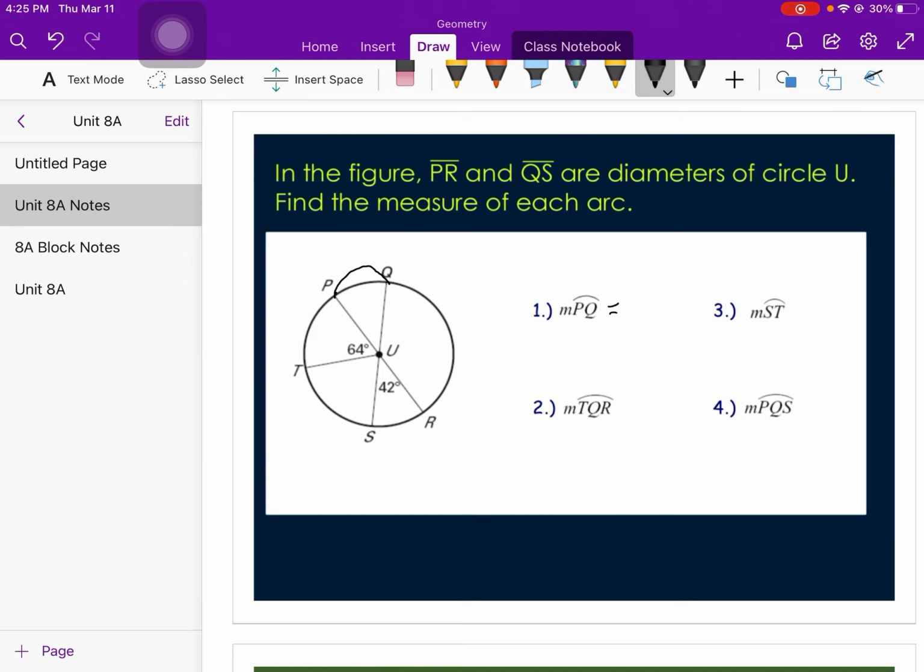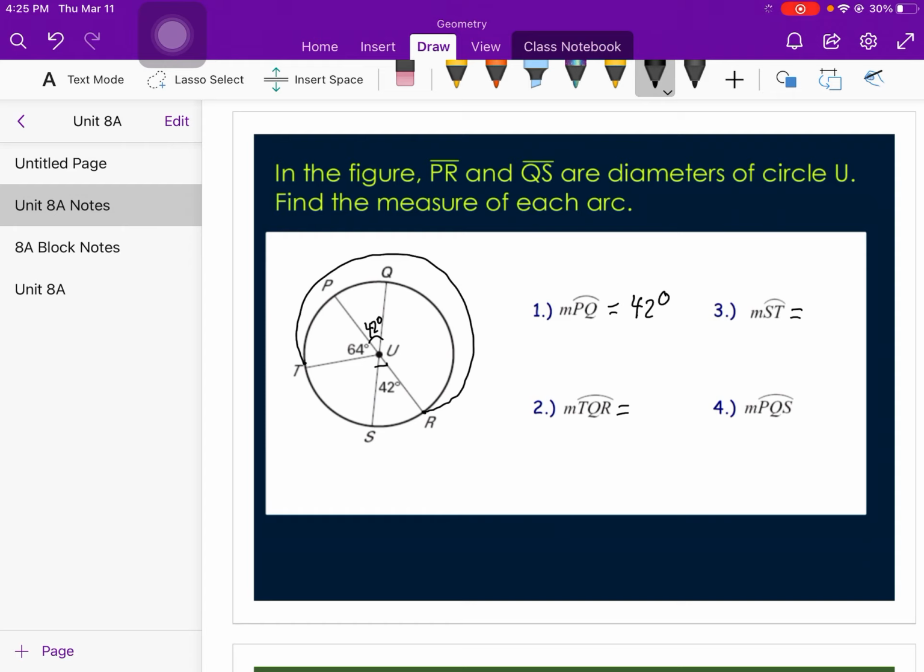Now, the measurement for this, if you look here, 42 is a vertical angle, so that means this is also 42. So that arc is going to be 42 degrees. Then we have, I skipped one, TQR is the next one. So we have to follow the path in this order, T to Q to R. So we are going all the way around to here.